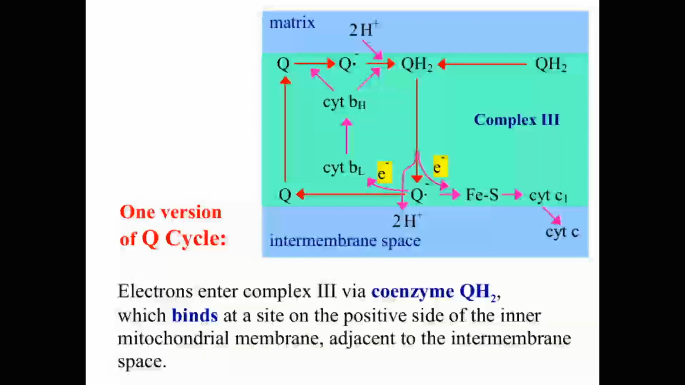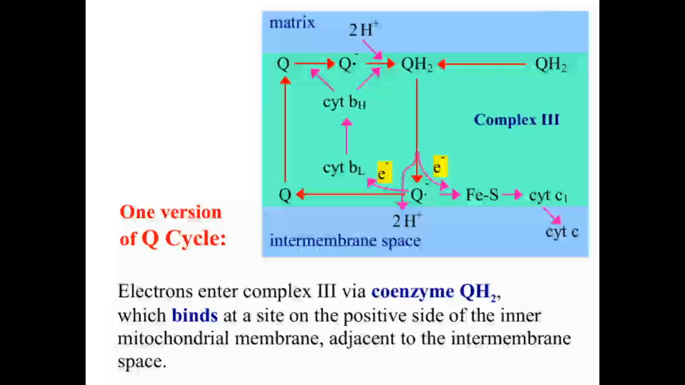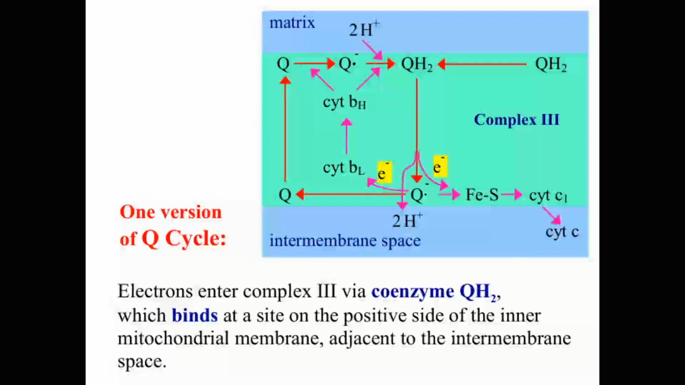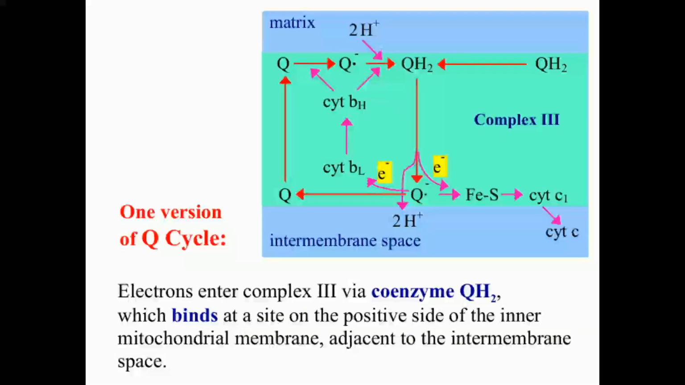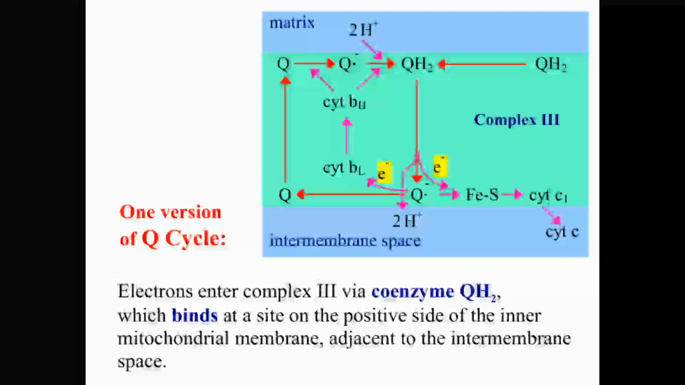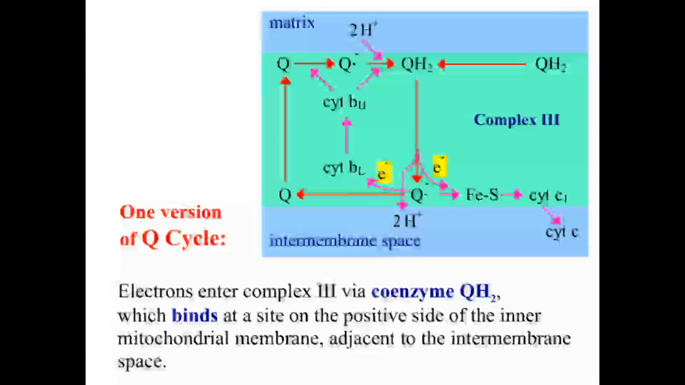The Q cycle essentially helps us understand how electrons move smoothly through the chain, ultimately leading to the production of ATP. So, by focusing on where coenzyme QH2 binds, on the positive side of the membrane, we can appreciate how the structure of the mitochondria is perfectly arranged to maximize energy transfer. This connection between the binding site and the overall function of the electron transport chain highlights the elegance of cellular respiration. Now, let's look at what happens when QH2 donates electrons.